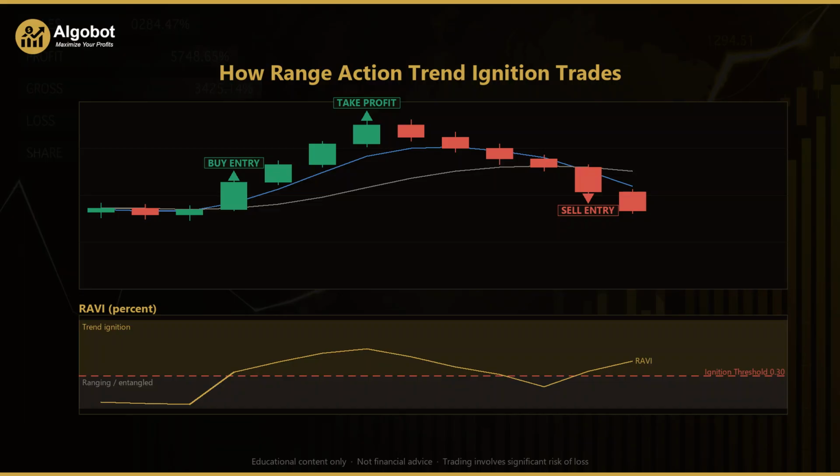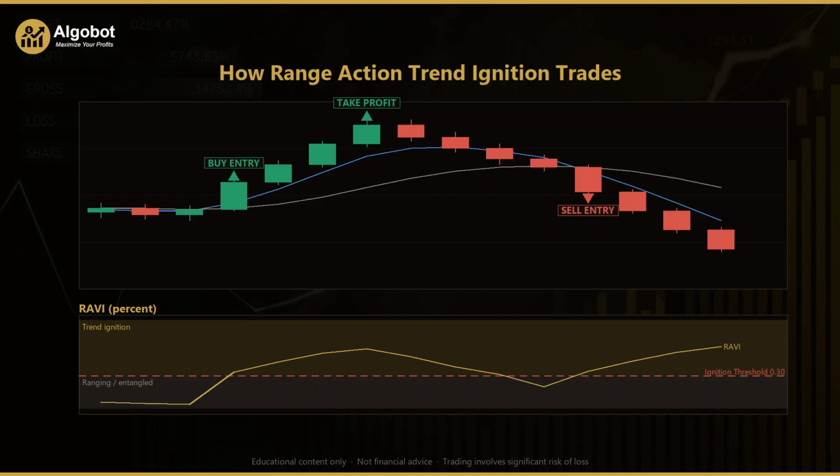Now the second setup develops. Price starts to slide, candle by candle, and this time the fast average crosses below the slow average, so the averages are fanning bearishly. RAVI turns up again and pushes through the ignition threshold for a second time. Because the short average is now below the long average and price has closed below the short average, the direction check confirms a short and the sell entry marker appears.